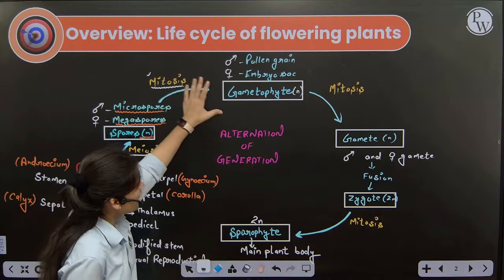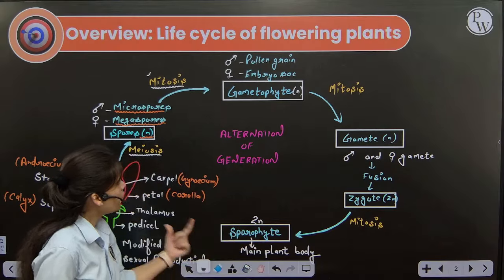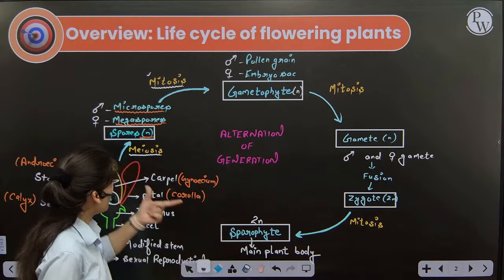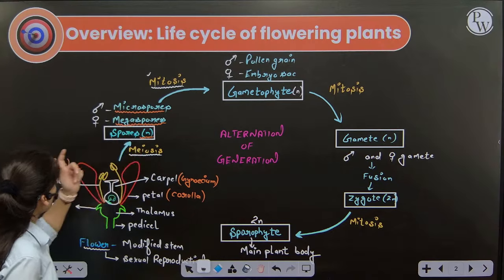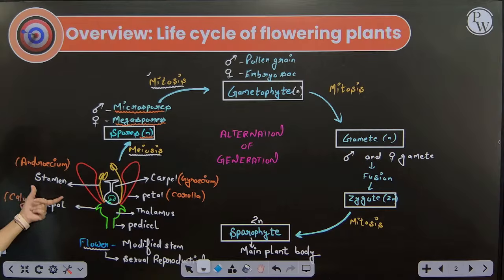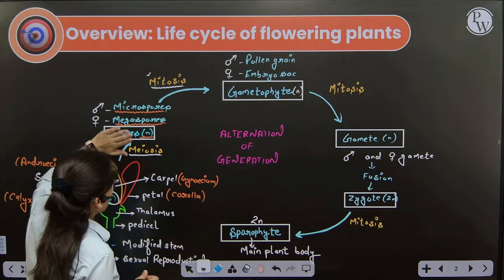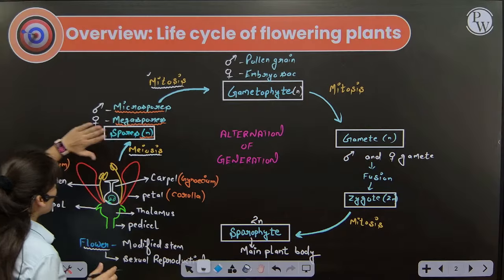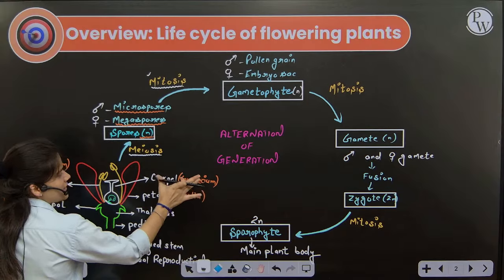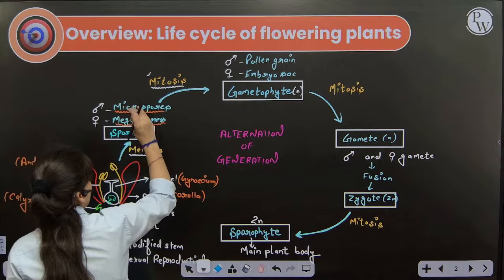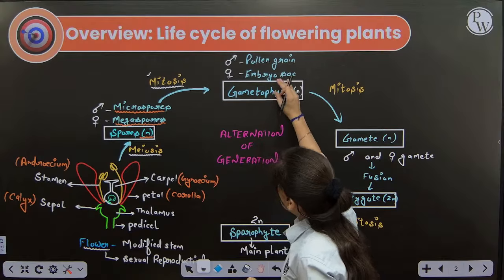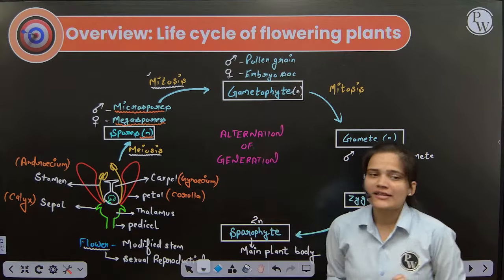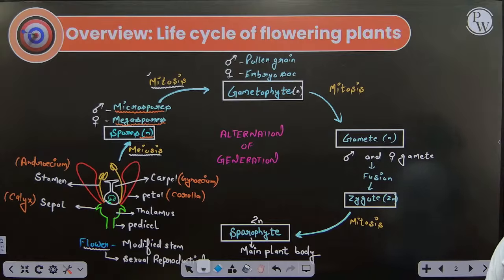This part of the life cycle completes. Sporophyte is going to form gametophyte. Sporophyte first forms spores. Male spores are microspores. Microspores are produced by the male reproductive part, that is stamen. Female spores are megaspores. Megaspores are produced by the female reproductive part, that is carpel or gynoecium. Then these spores are mitotically differentiated or develop into gametophyte. Male gametophyte is pollen grain and female gametophyte is embryo sac.